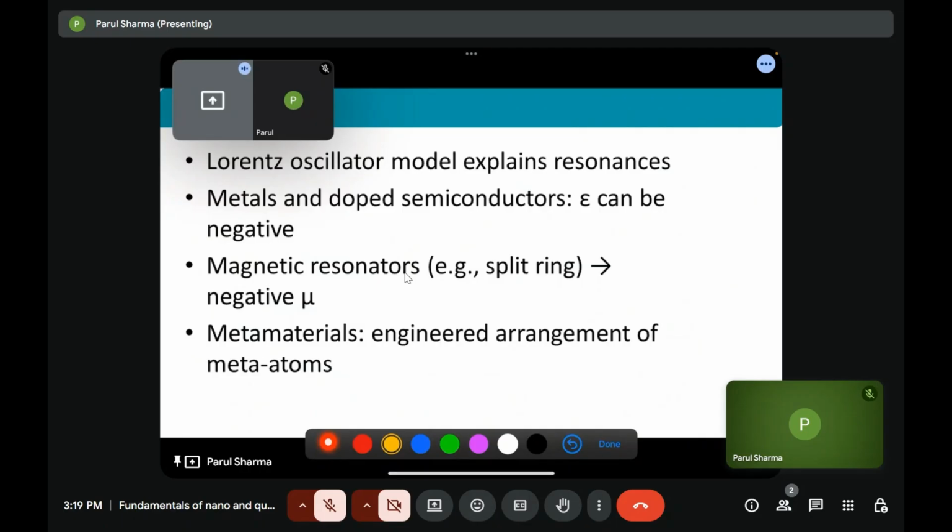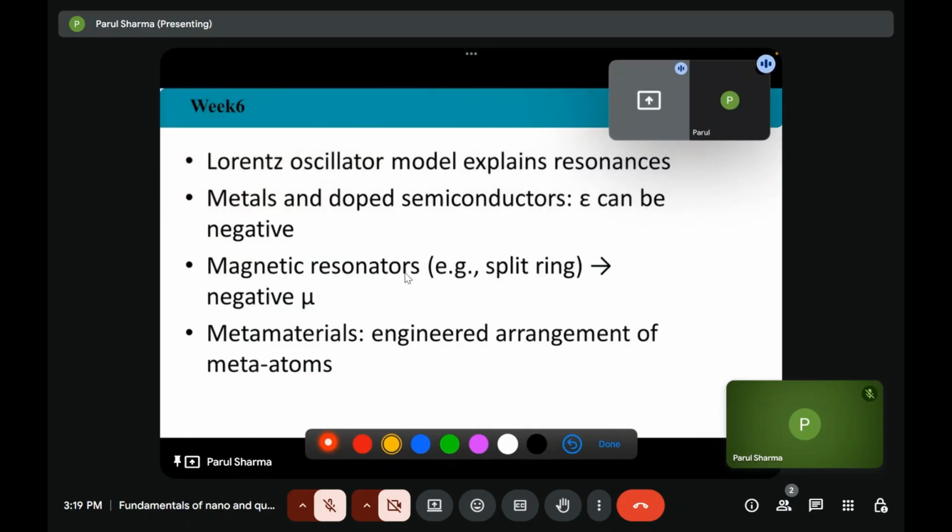So earlier we studied that Lorentz oscillator models explain the resonances, and from the absorption spectrum we saw that epsilon is negative for metals and doped semiconductors. And where can we have negative mu? There are magnetic resonators, which we call split ring resonators. In the case of split ring resonators, we can engineer permeability to be negative.